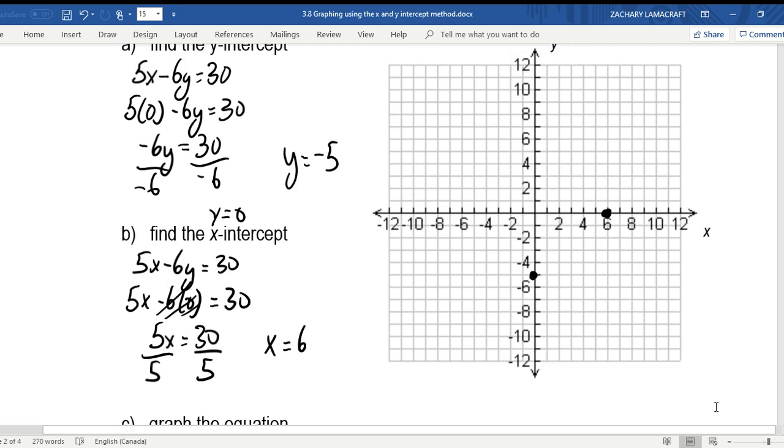Finally, we're going to graph the equation, and we do that by taking our ruler, connecting the points, adding the arrowheads, and writing the equation 5x minus 6y equals 30.